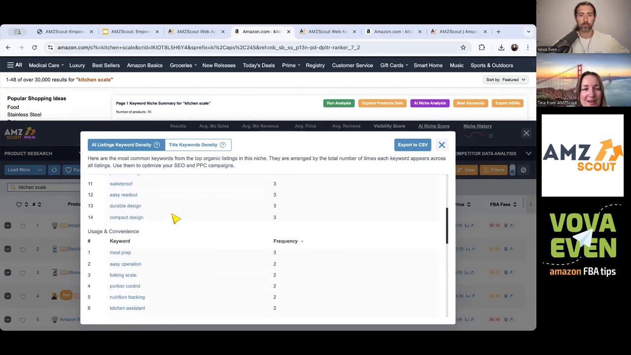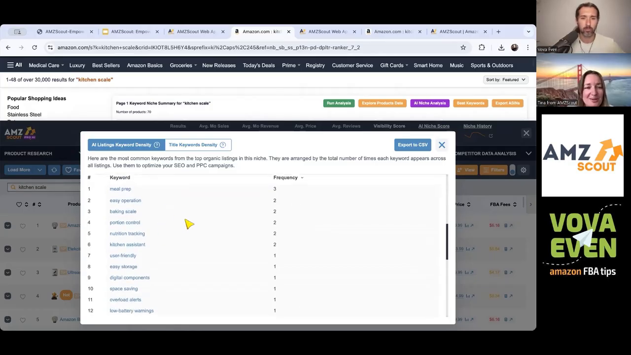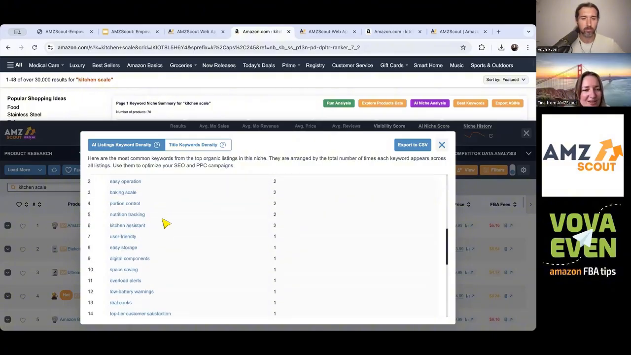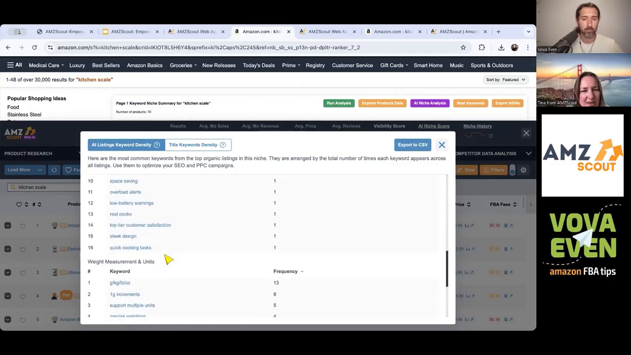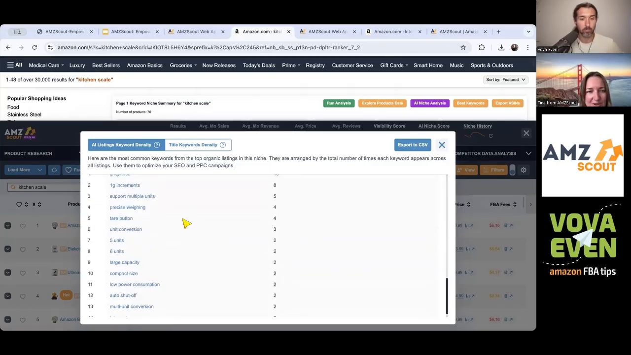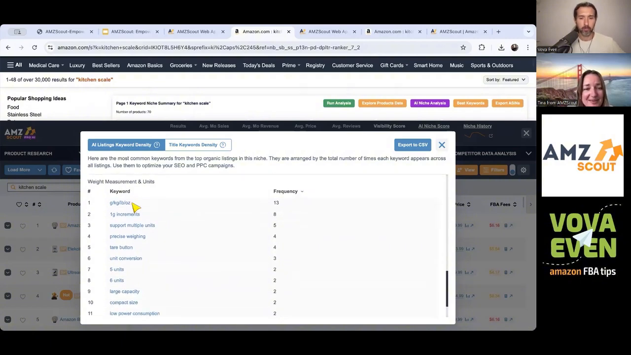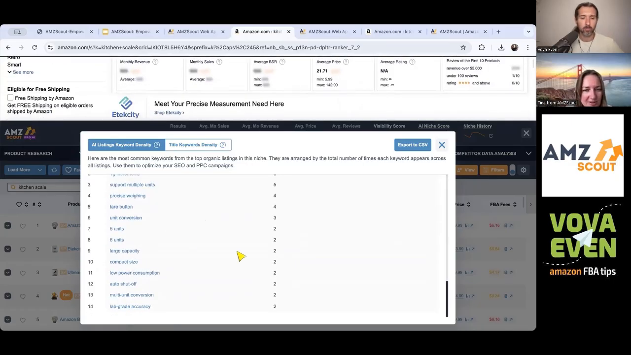Durable design. So usage and convenience, again, meal prep. I don't know what it means, but I think it's somewhere, right? For the meal prep. Portion control, baking scale, user friendly, space savings. Sometimes they probably don't make sense, but usually everything is clear about what it means. So what else is interesting? Yeah, that's weight measurement units. I guess people use different measurements, and that's why it has such a big frequency. Some units, compact design. So here we go.